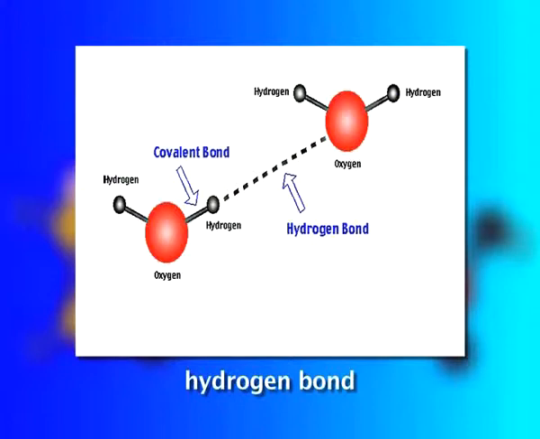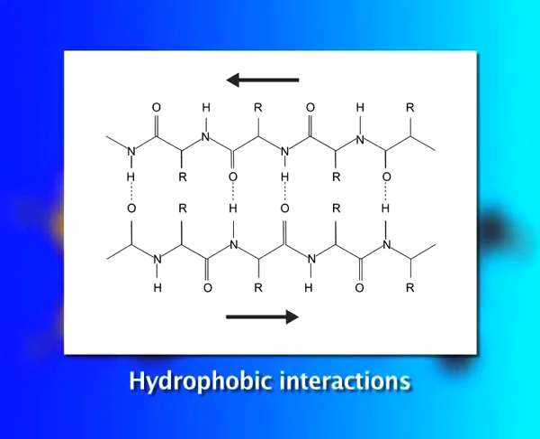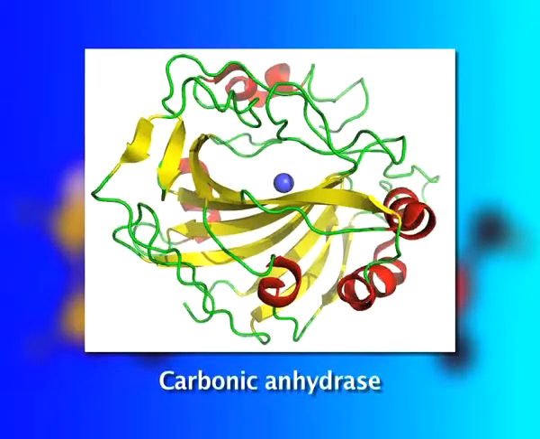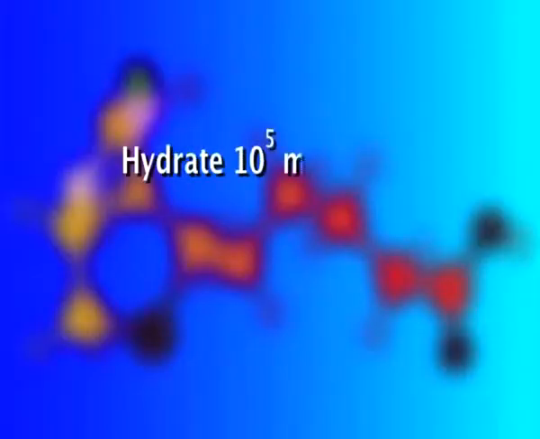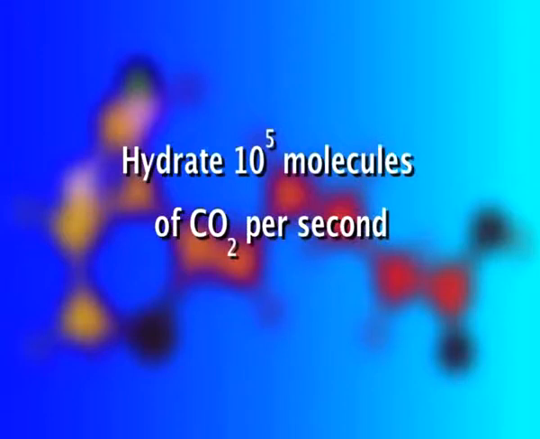Weak interactions, hydrogen bonds, hydrophobic and ionic interactions between substrate and enzyme provide a significant part of the energy used for reaction rate enhancement. Carbonic anhydrase is one of the fastest enzymes known. It catalyzes the hydration of carbon dioxide and transfers it from tissues into the blood and then to the alveolar air. Each enzyme molecule can hydrate 10⁵ molecules of carbon dioxide per second.